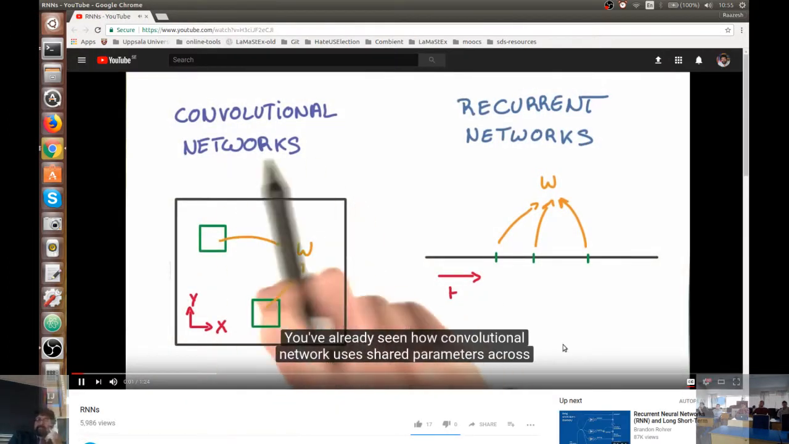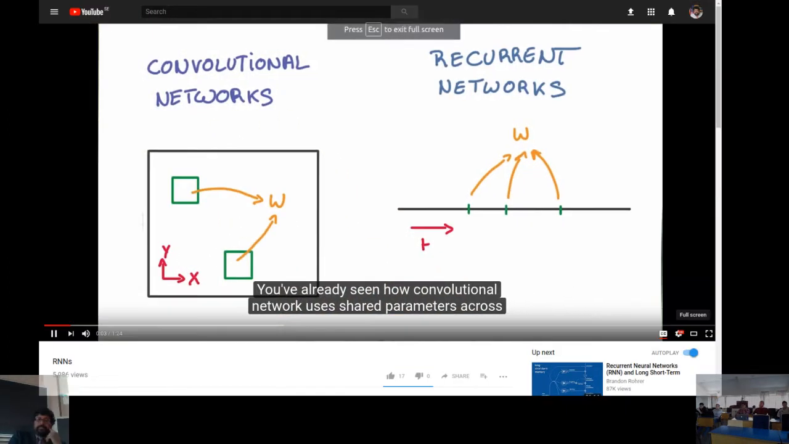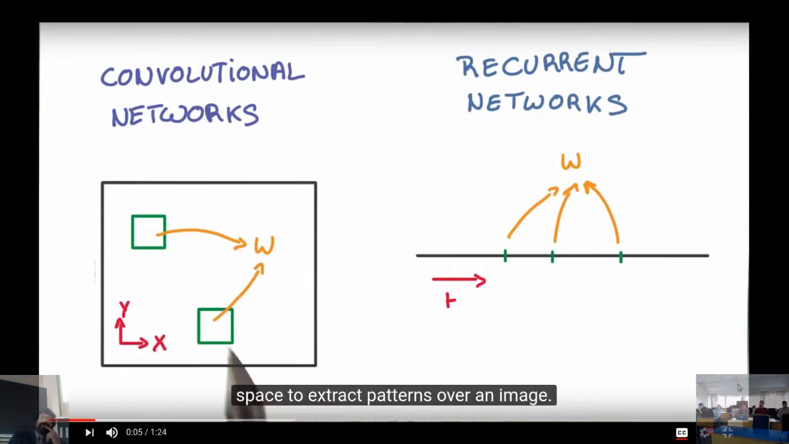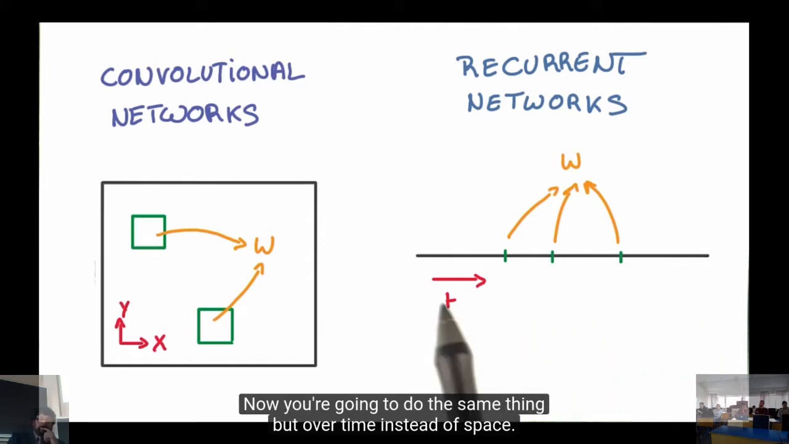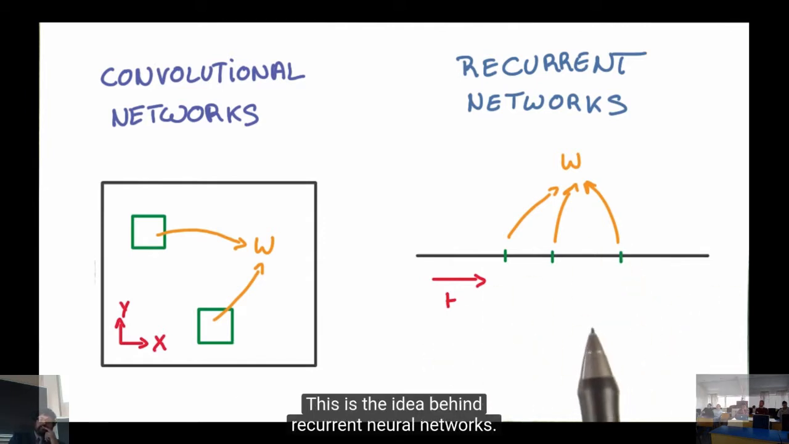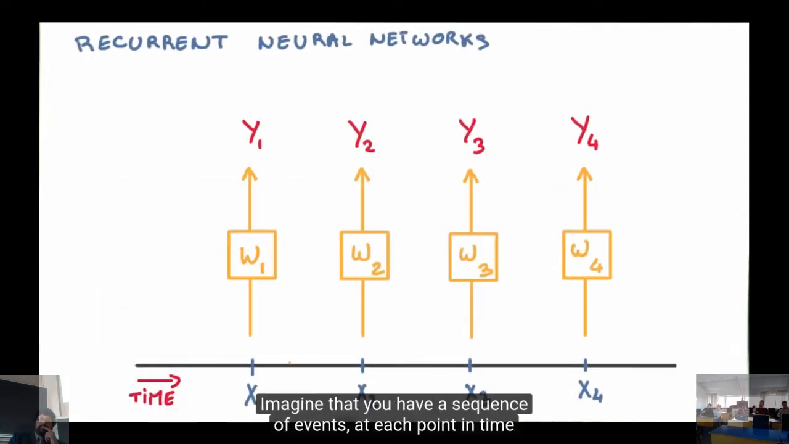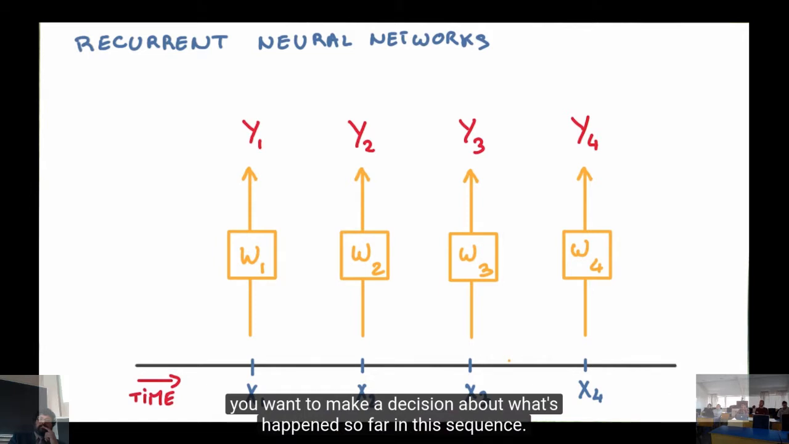RNNs. We've already seen how a convolutional network uses shared parameters across space to extract patterns over an image. Now you're going to do the same thing, but over time instead of space. This is the idea behind recurrent neural networks. Imagine that you have a sequence of events. At each point in time, you want to make a decision about what's happened so far in the sequence.